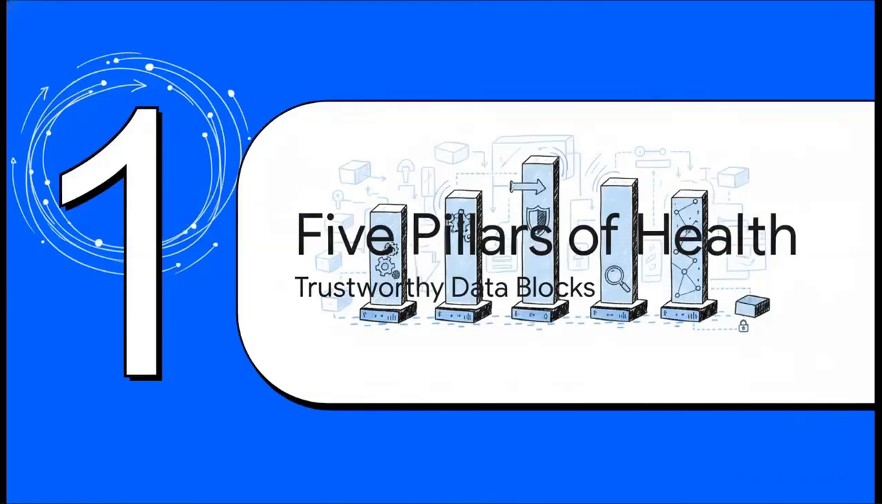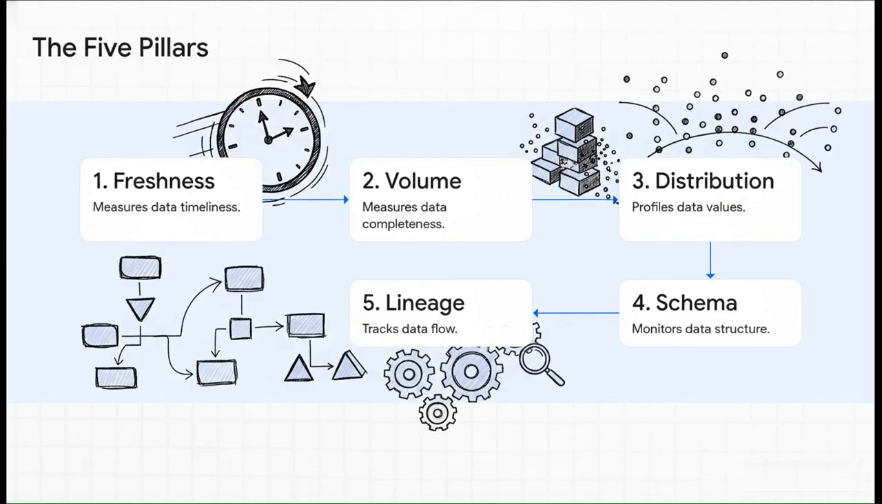We need to lay some groundwork. Before we can talk about fixing data, we have to agree on how to measure its health. And that brings us to the 5 fundamental pillars. These are the building blocks of trustworthy data. They are freshness, volume, distribution, schema, and lineage. Each one is like a different lens for checking your data's reliability. Put them all together and you get a really clear picture. So let's tackle them one by one.